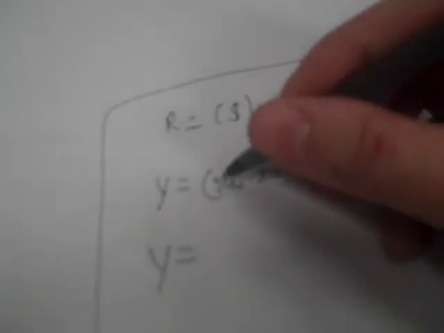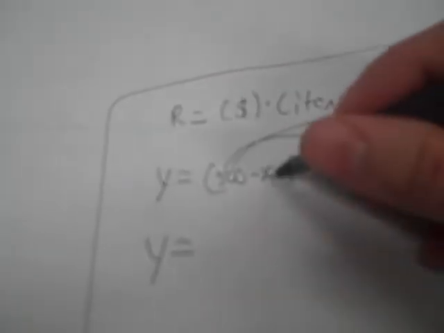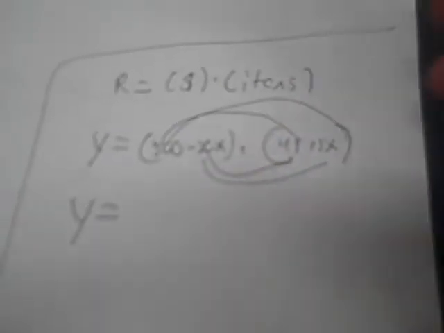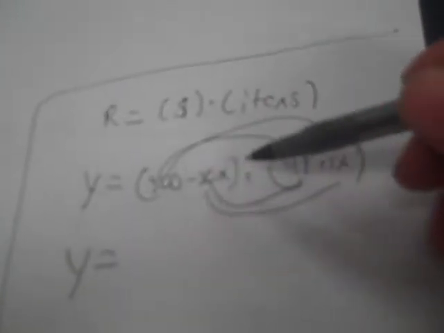Okay, so I need to do the FOIL. So I take 500 times 45. I take 500 times 5x. I take negative 20x times 45. And I take negative 20x times 5. You notice how that 20x is negative. You can't forget the negative. You can't forget the x's.